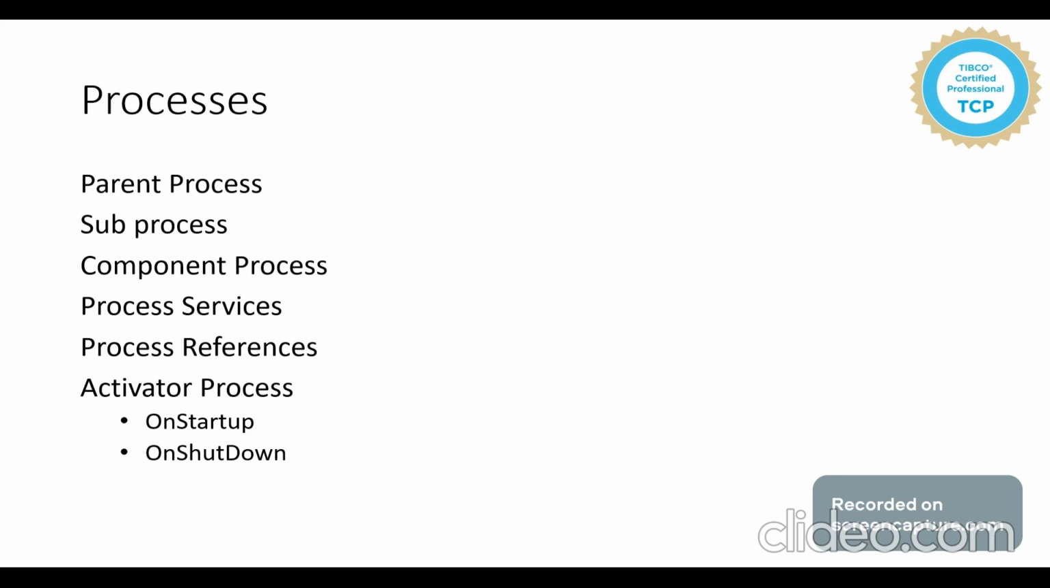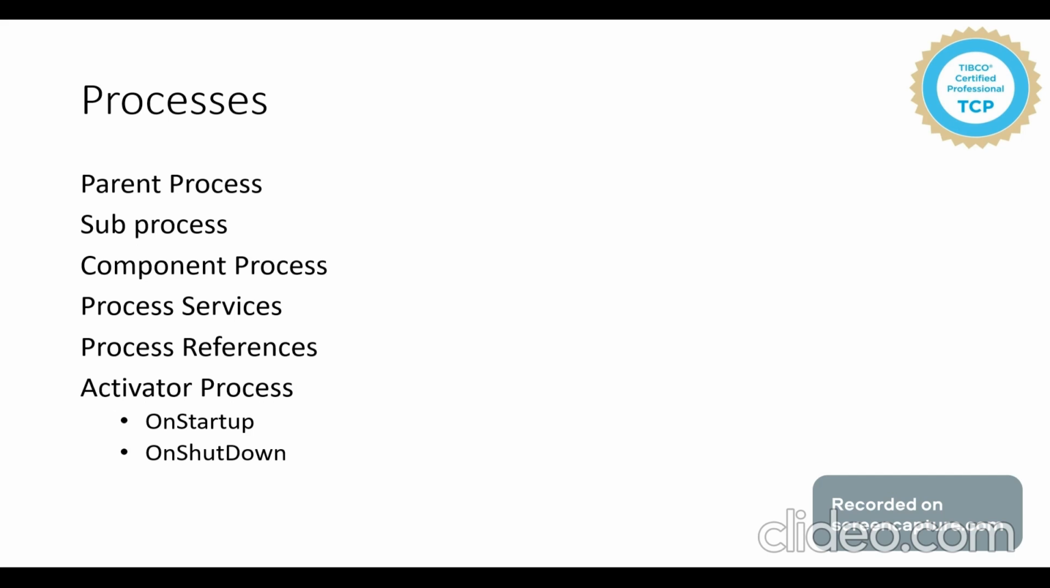A parent process can call another process or a subprocess. The process that is making the call to the referred process is called a parent process, whereas a subprocess is called by a parent process and it can also call another subprocess. The called process is referred to as a subprocess or a child process.